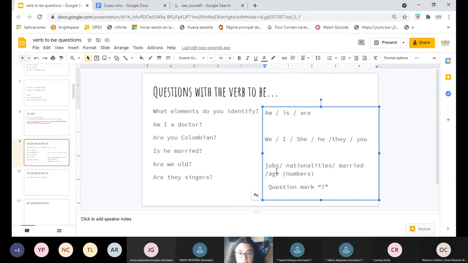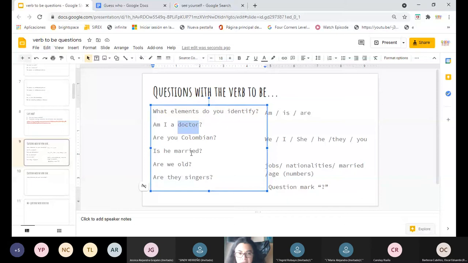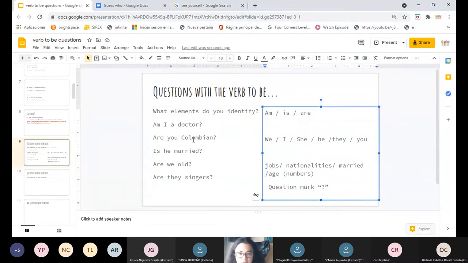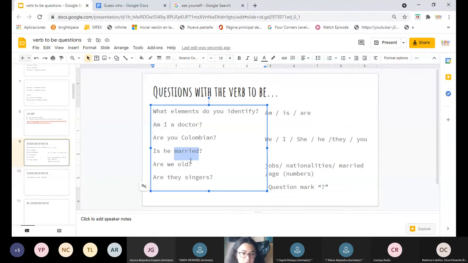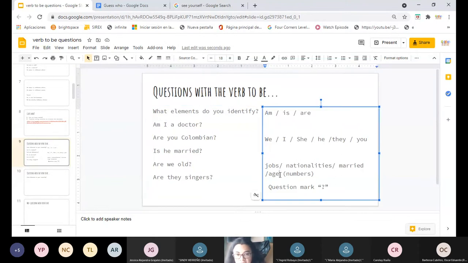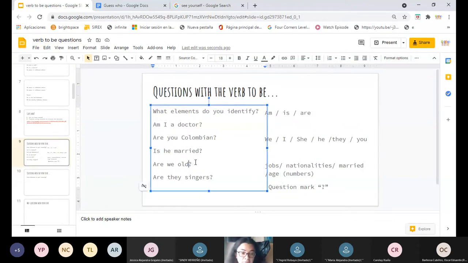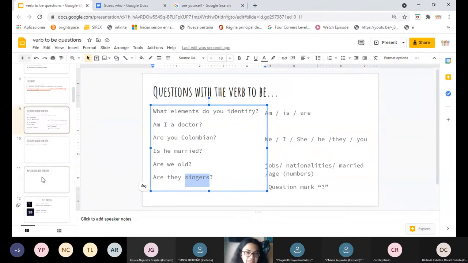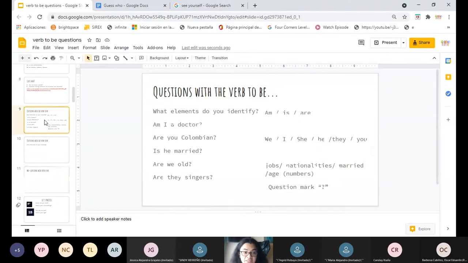Okay, and finally, we have in the complements, in this case, a doctor, okay, for nationalities, Colombian, marital status, married, remember the pronunciation, married. For the age, we can say old or maybe a number. También podríamos usar número en vez de old, right? Are we 30, for example? Okay. And again, we have a profession, occupation, or a job, singer. Okay, very good. That's for the answers.